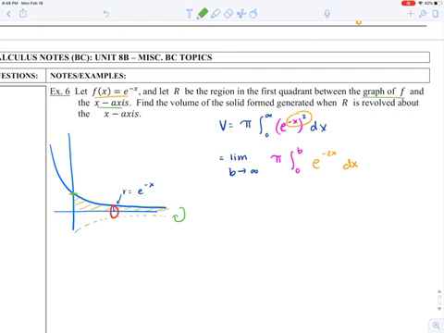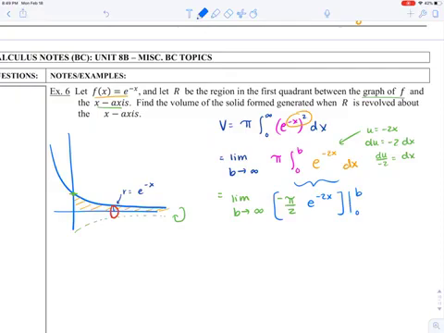We're working from the inside out. Keep in mind, if I let u be negative 2x, then du is negative 2 dx. I don't have a negative 2, so du divided by negative 2 is equal to dx. So I have the limit as b approaches infinity of negative pi over 2. My antiderivative is going to be e to the negative 2x, and we're going to evaluate all of this from 0 to b.